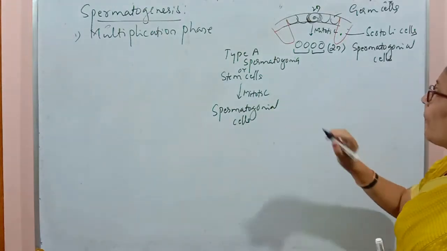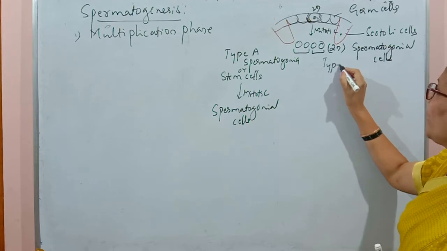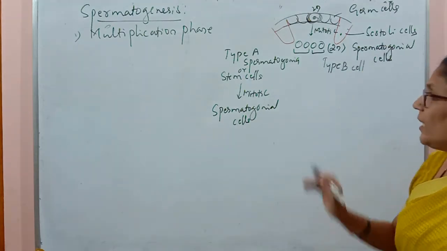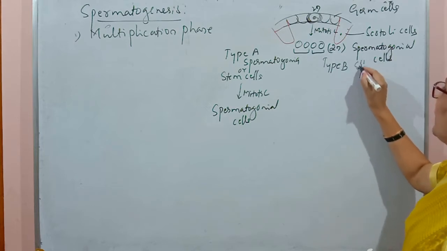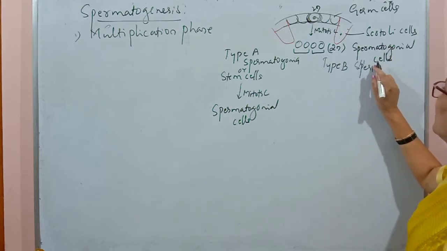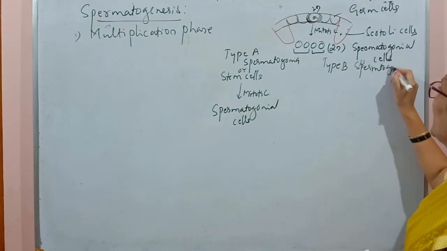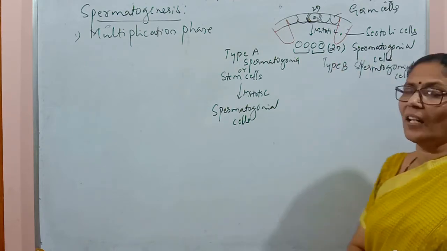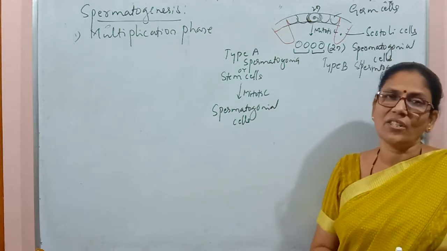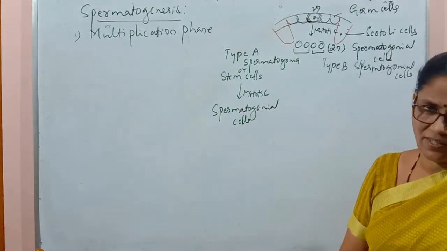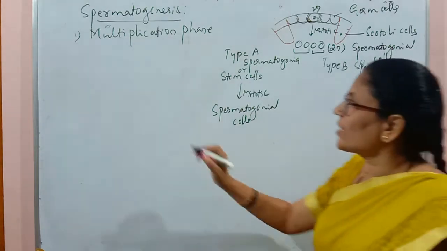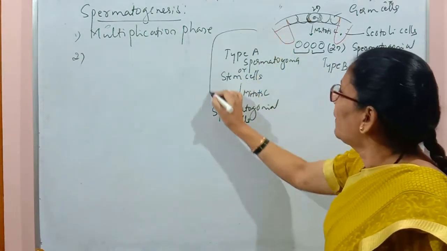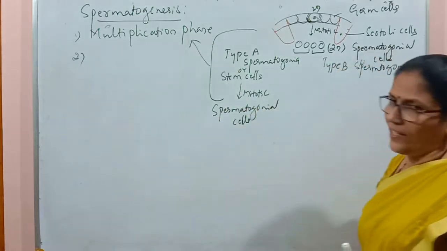And the second type of cells we call the type B spermatogonial cells. These cells are entering the next stages of spermatogenesis. The second stage is the growth phase. So this whole process we call the multiplication phase.